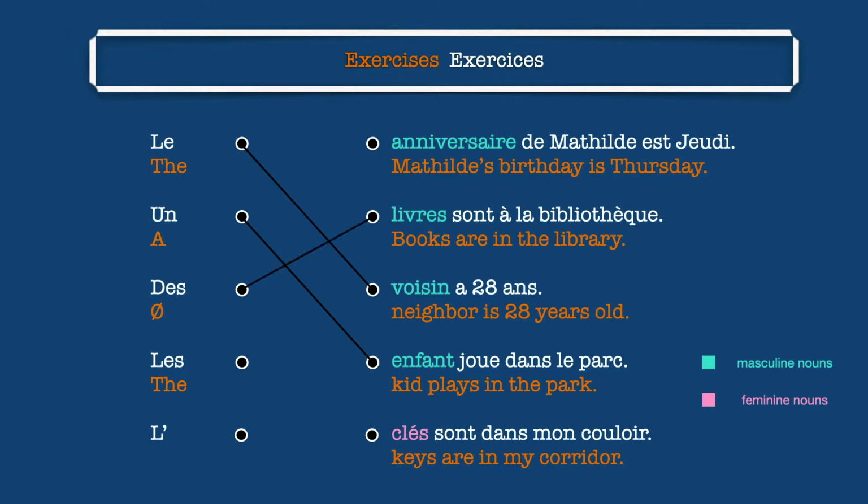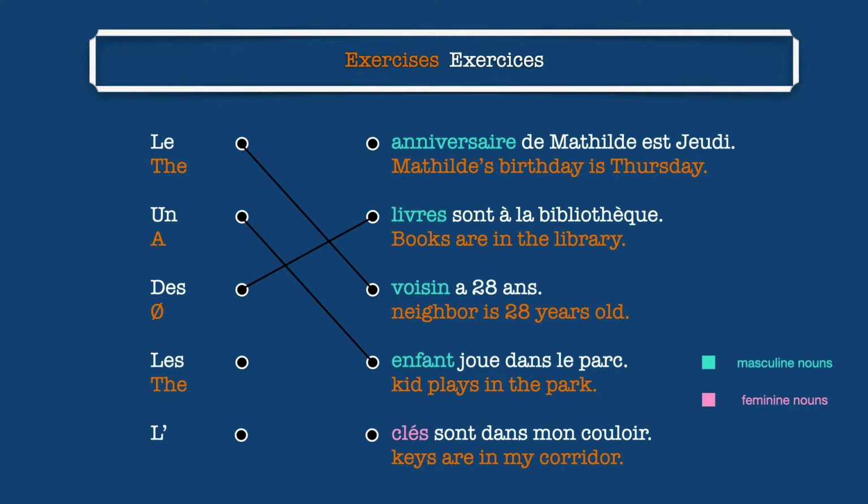We always use this article in front of a noun in plural. You have the choice between the second and last sentences, but in the last sentence we are speaking about keys in the corridor, so the keys are ours. In the second sentence, books are in the library, so they are not ours. So this sentence is the right one because it's an indefinite article, so the correct sentence is, books are in the library. Des livres sont à la bibliothèque.